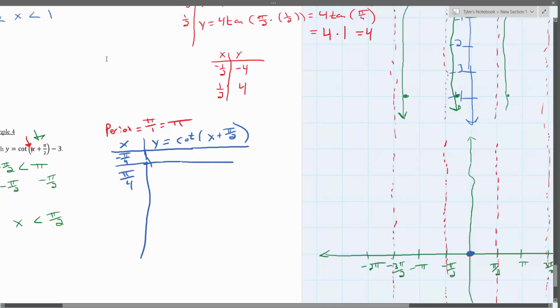So if I plug in negative pi over 4, we would have y equals cotangent of negative pi over 4 plus pi over 2, which would equal cotangent of, so we want to get common denominator, so that would be negative pi over 4 plus 2 pi over 4. All right, so just to get common denominator, which gives me cotangent of pi over 4. Right?